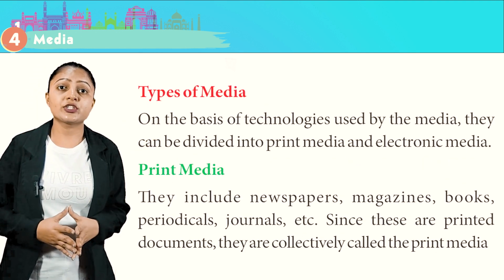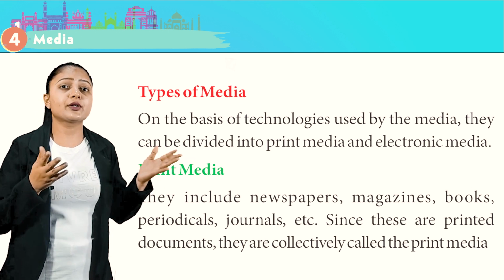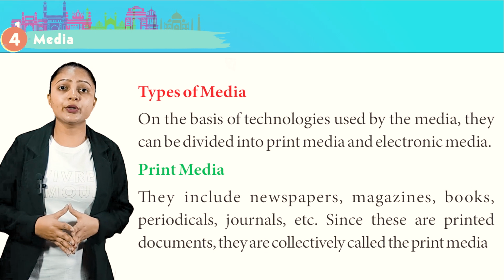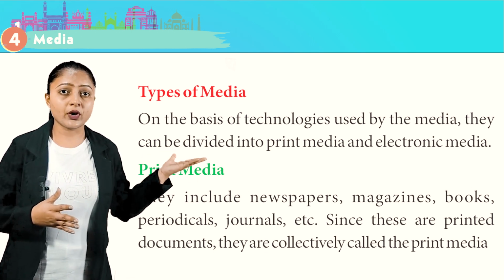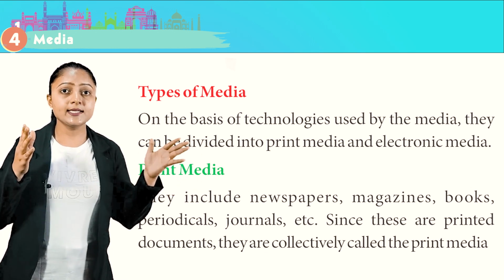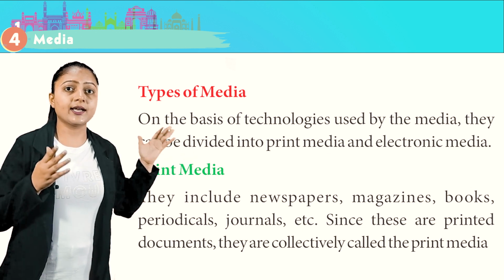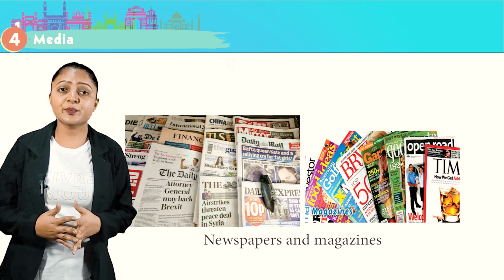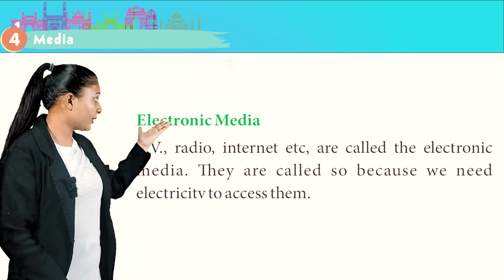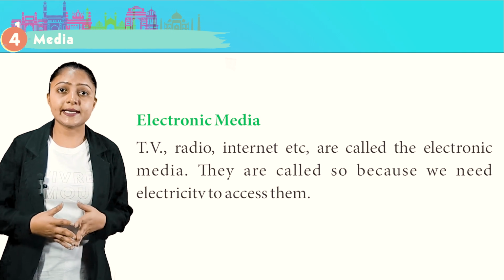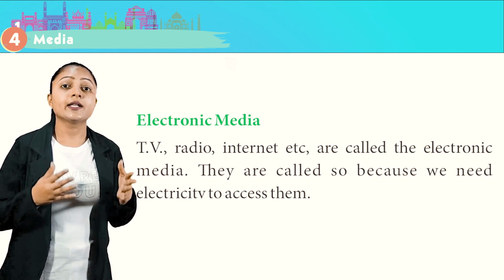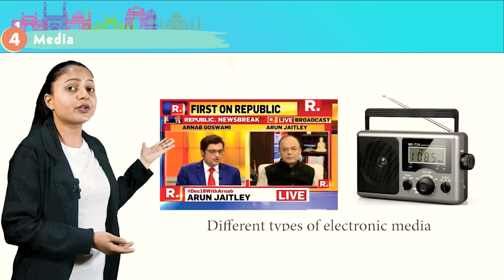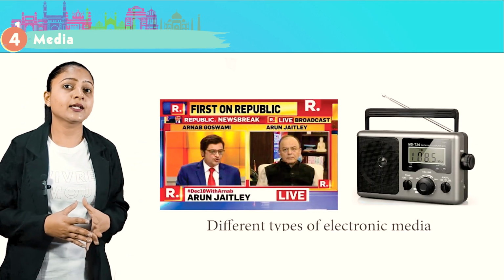Types of media. On the basis of technologies used by the media, they can be divided into print media and electronic media. Print media include newspapers, magazines, books, periodicals, journals, etc. Since these are printed documents, they are collectively called the print media. These images are representing newspapers and magazines. Electronic media: TV, radio, internet, etc. are called the electronic media. They are called so because we need electricity to access them. These are the images of different types of electronic media.